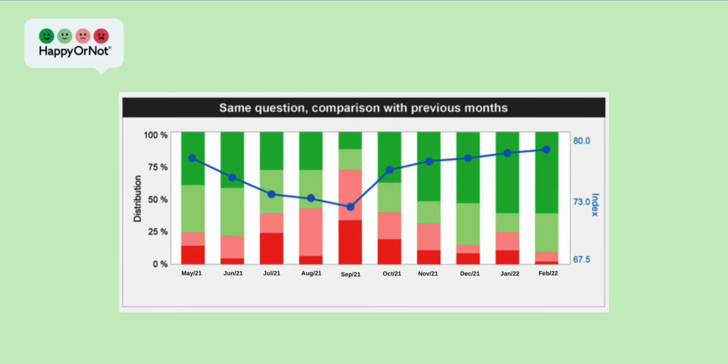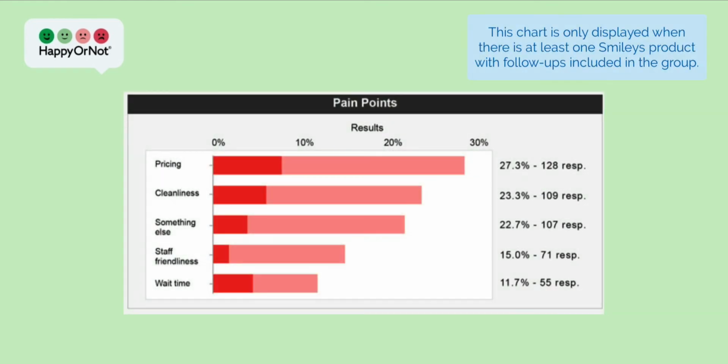Since this report example here is a monthly report, this chart shows the comparison of this time period with the previous months. The pain points chart shows the amount and percentage of responses of each follow-up option. Note that only unhappy or very unhappy responses to the main survey question lead to these follow-up options.